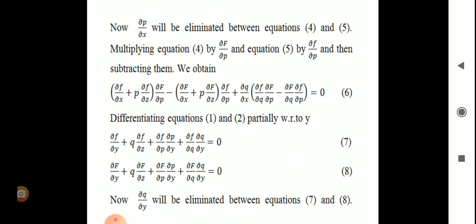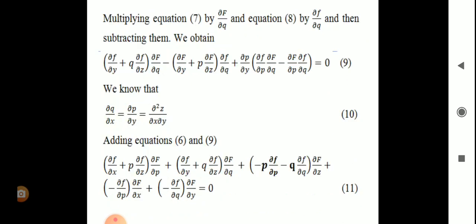Similarly, we differentiate equations 1 and 2 partially with respect to y. Here we obtain equation 7 and equation 8. Similarly, del q by del y will be eliminated between 7 and 8. For this, we multiply equation 7 by del F by del q and equation 8 by del f by del q, and then subtracting, we obtain equation 9.